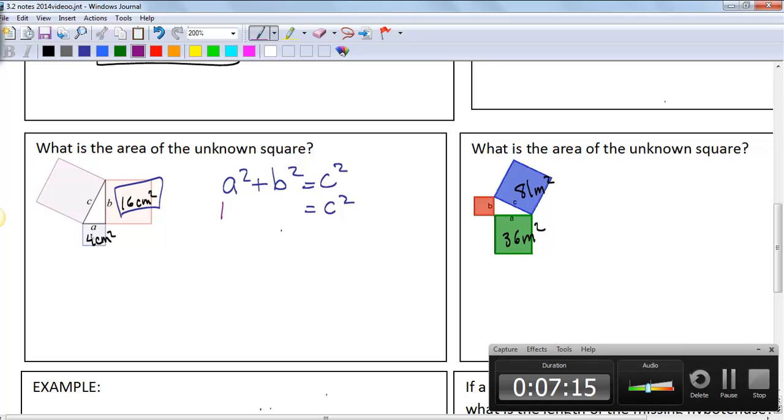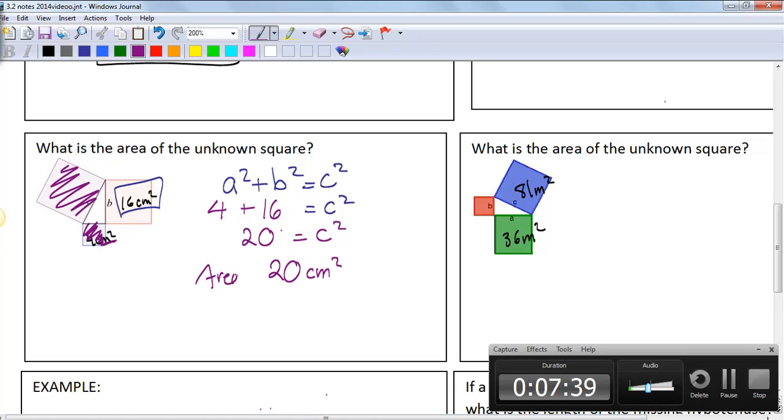Oh, wait, I guess we should match it, right? A is 4. I'm not going to square that again, right? This says centimeters squared. That's the area. So I don't have to square it. I'm just putting in 4, right? And 16. Add those two together. I get 20. So the area of this guy is 20 meters squared.